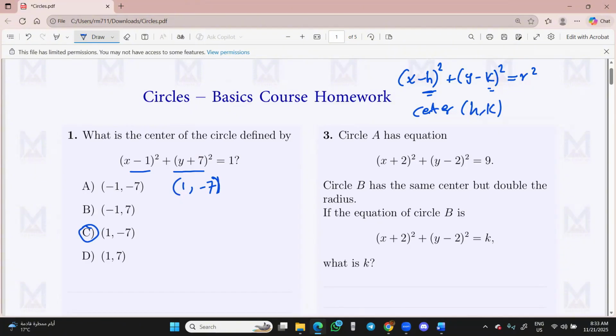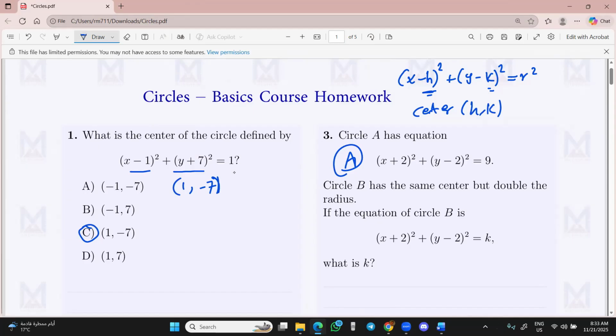Then let's go to question number 3 because they are aligned here. Circle A has an equation, x plus 2 all squared plus y minus 2 all squared is equal to 9. Circle B, so this is circle A. Circle B has the same center, but double the radius. If the equation of circle B is this, what is the value of k?